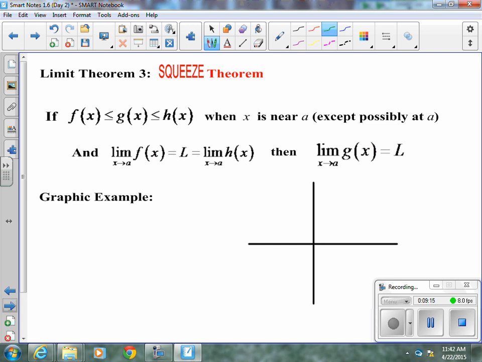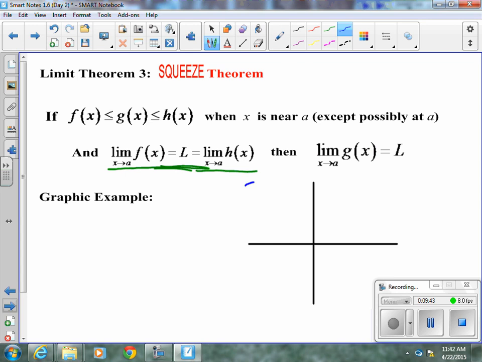But it says, if f of x is less than or equal to g of x, which is less than or equal to h of x, when x is near a, then if the limit of f of x equals the limit of h of x, notice they're equal and h is the highest and f is the lowest and g is between them, then g must also have that limit. Let me show you what I mean.